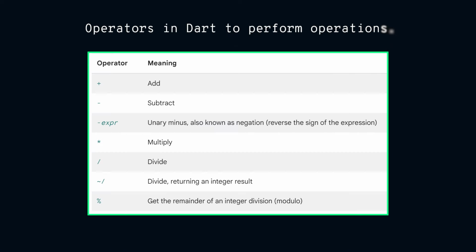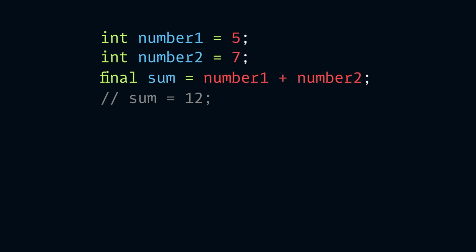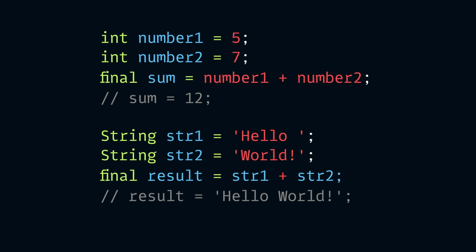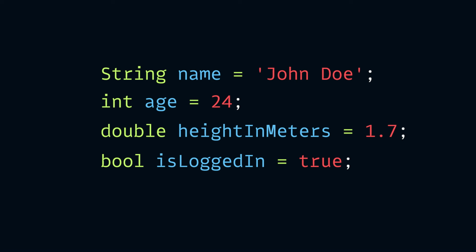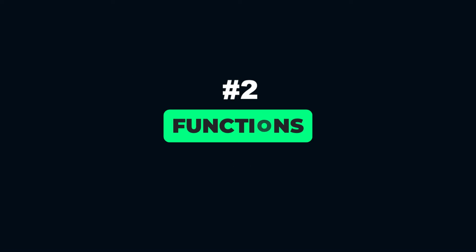We can also perform operations based on the data type. For example, we can add two integers or concatenate two strings. Now that we have covered data types, let's move on to functions.